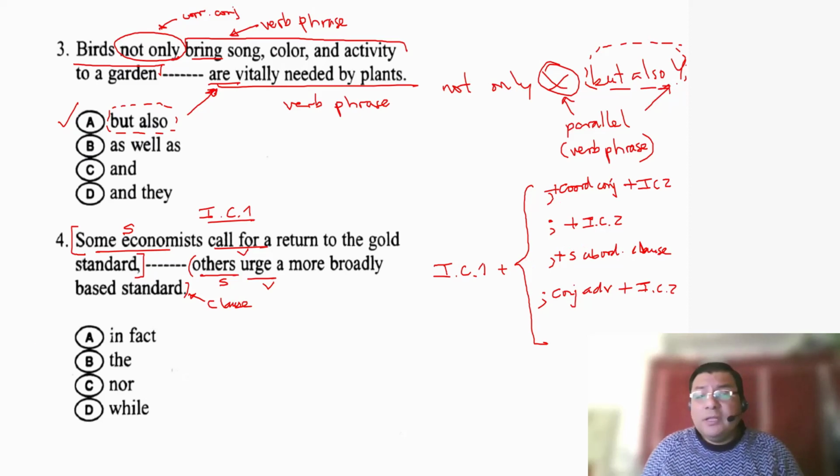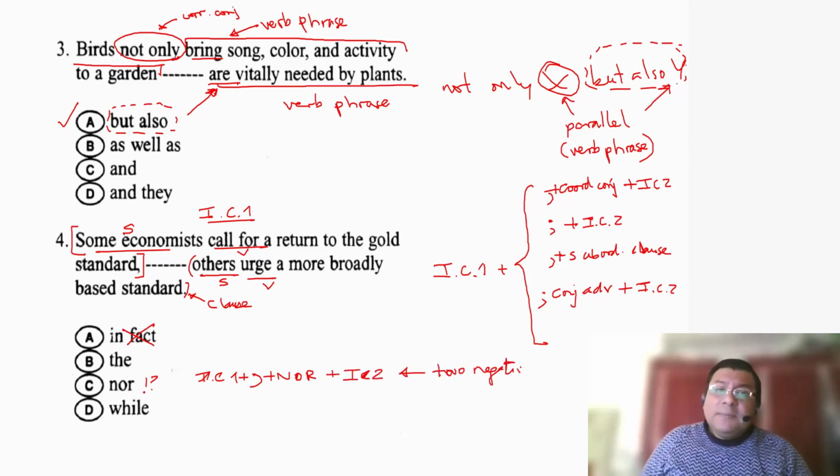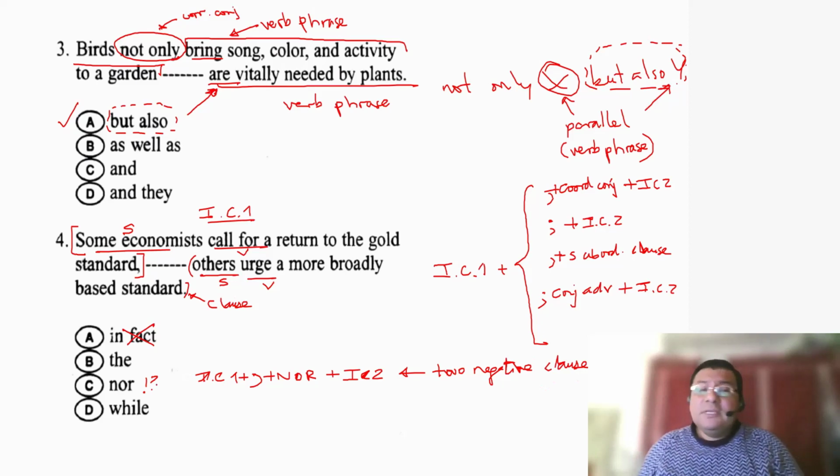Now, in fact, no coordinating conjunction. Nor is possible, but take a look. What is this nor used for? If you have independent clause 1, comma, plus nor, plus an independent clause 2, both need to be two negative ideas put together. But some economists call is no negative idea, neither is others urge. They are two affirmative statements. So, nor is not good for this sentence.